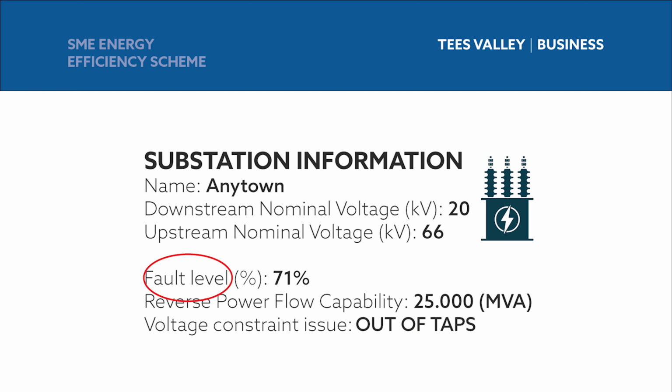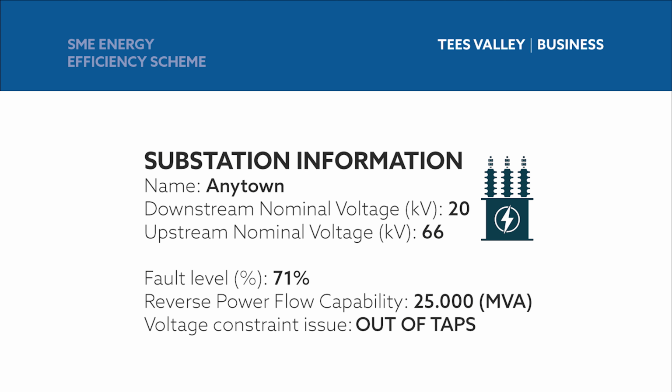In this example, we can see that the fault level is expressed as a percentage rather than an actual power level. A percentage of 71% allows us to see that there is potentially some capacity for adding renewable generation via this substation. If this percentage were near 100%, then this would be a constraint that could make the project unviable or require costly upgrades to the network.